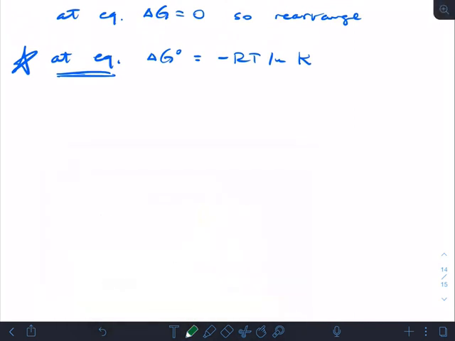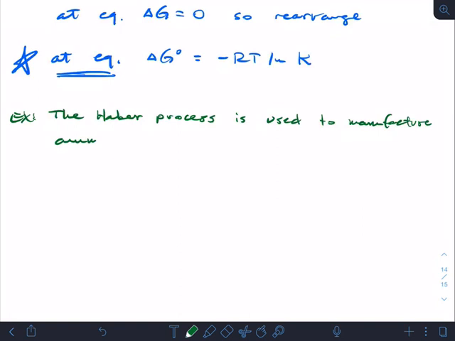Right. So let's look at some examples of how we can utilize this information. Here's the type of problem that we could apply this to. The Haber process is used to manufacture ammonia. A lot of my personal PhD work was about this particular process. And the reaction looks like this, and I've used this one in class quite a few times.